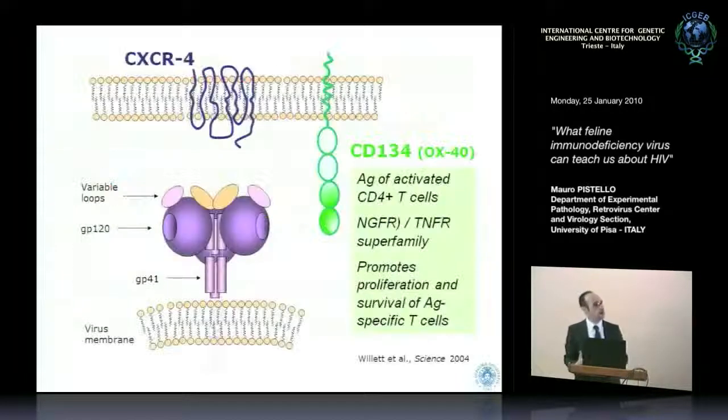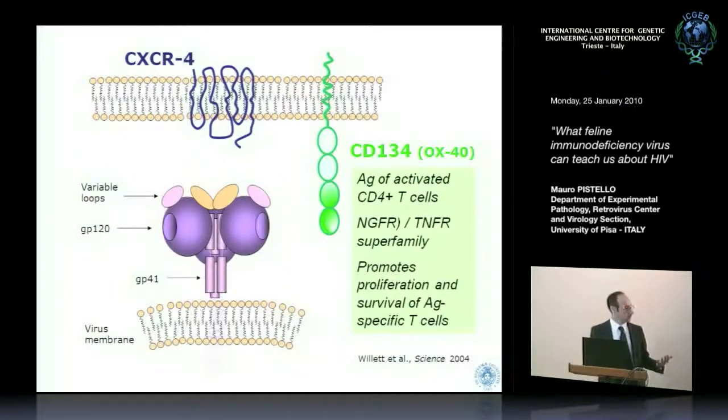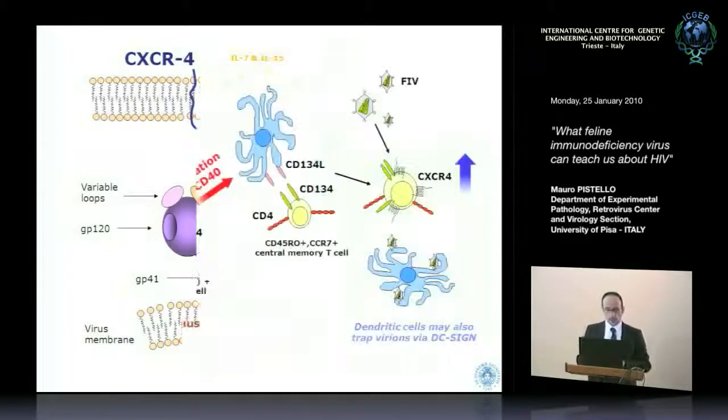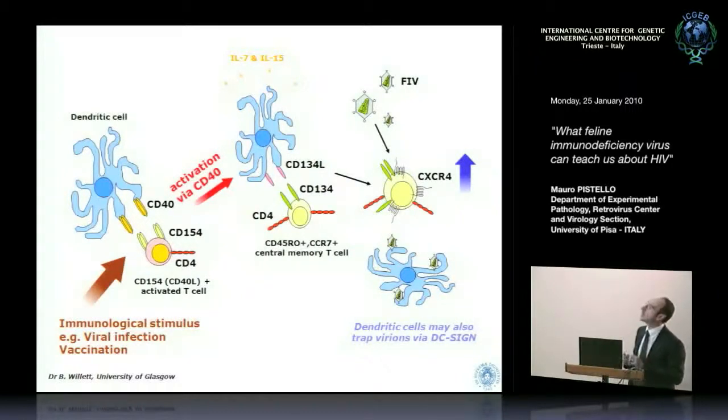So the CD4 depletion is the main hallmark of infection, but CD4 is not the receptor of the virus. The virus uses a co-receptor, CXCR4, the same used by HIV, and as the main receptor it uses CD134, an antigen which is expressed on CD4 plus T cells. So the cells need to be activated to be infected by the virus, as we'll show you later. This protein belongs to the TNFR superfamily and has different functions. The picture that we know the virus probably follows is that the CD4 T cells are activated either by dendritic cells or other stimuli.